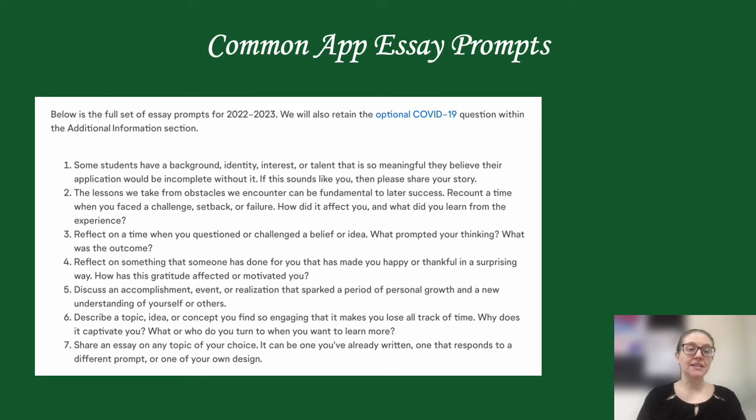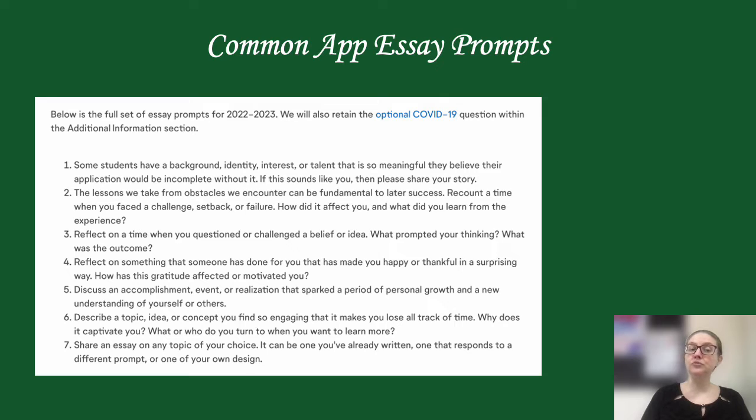The second question says, the lessons we take from obstacles we encounter can be fundamental to later success. Recount a time when you faced a challenge, setback, or failure. How did it affect you? And what did you learn from the experience? Again, please make sure that your challenge, setback, or failure is unique. Number 3, reflect on a time when you questioned or challenged a belief or idea. What prompted your thinking? What was the outcome? Number 4, reflect on something that someone has done for you that has made you happy or thankful in a surprising way. How has this gratitude affected or motivated you?